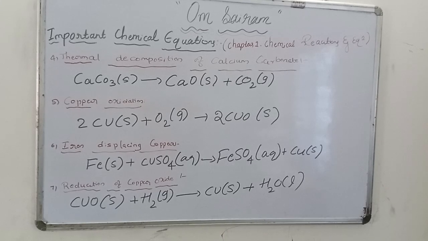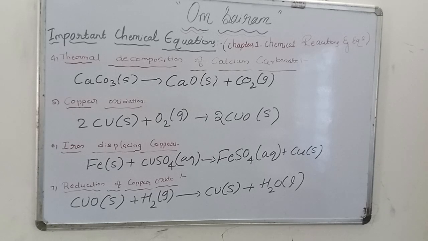Next one. The benefit from these equations: first one is a decomposition, second one is the oxidation, then displacing, reduction. So these are the equations you can use as examples for explaining the decomposition, oxidation and reduction processes. When defining oxidation and reduction, you have to explain with an example. These examples will help you in explanation-type questions, and even in balancing. Along with that, they will ask some example-type questions, and at that time it will be helpful.